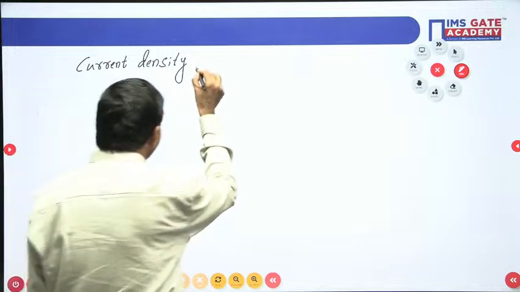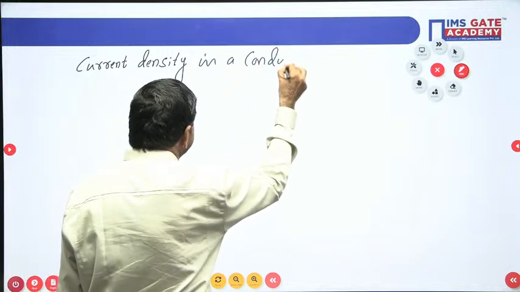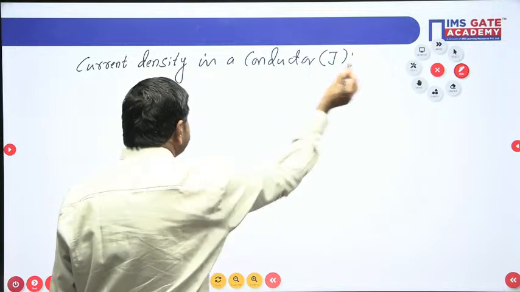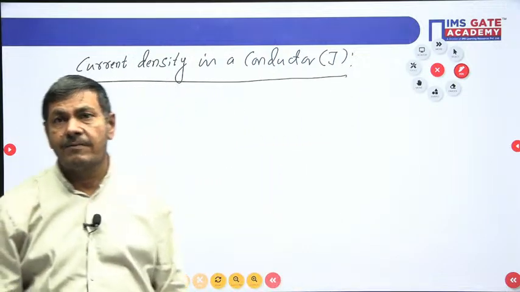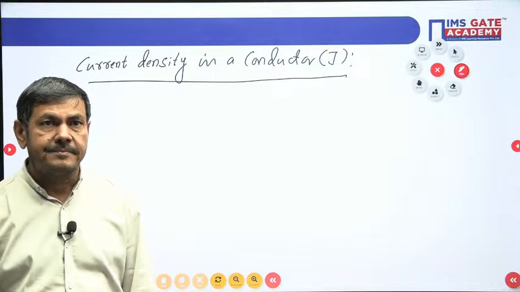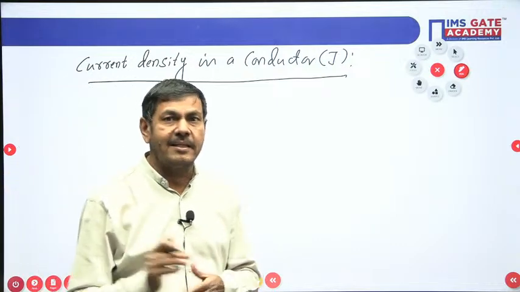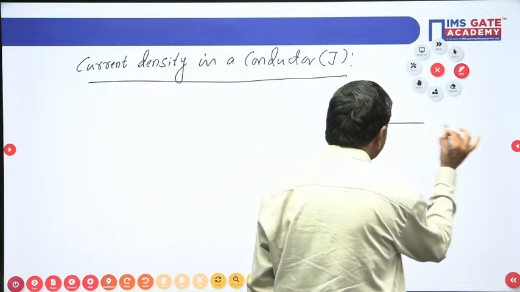Current density in a conductor. It is denoted by the symbol J. J is the current density of a conductor. A number of formulas you will see here now. I will explain clearly, and you will understand now.